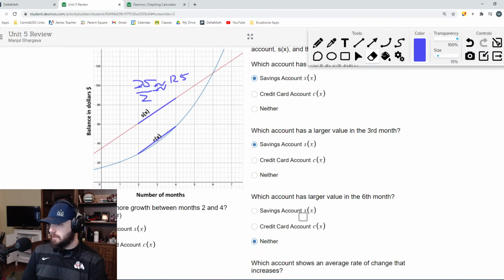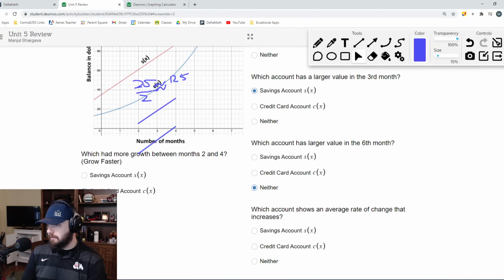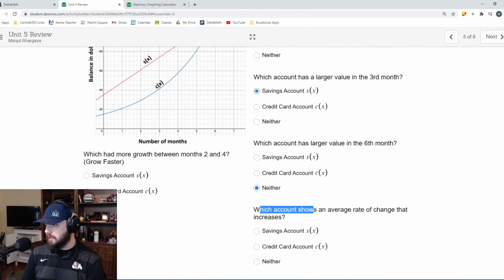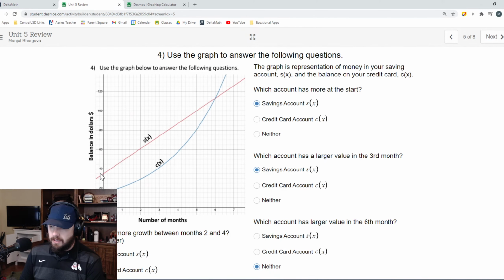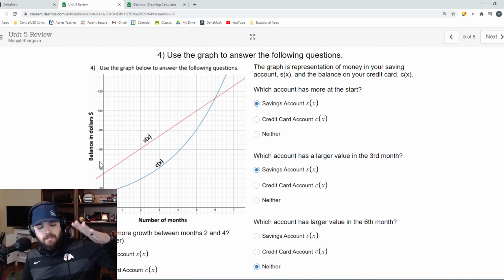And the next thing I wanted to talk to you about was this one right here. This is the one that tripped up a lot of my students in class. We had to talk about this in class. So which of the accounts shows an average rate of change that increases? The thing about lines is our average rate of change doesn't matter where I put it on this line. I can pick any 2 points and we're going to get the same rate of change. We're going to be increasing by the same thing over the whole entire span of that line. My average rate of change does not change.